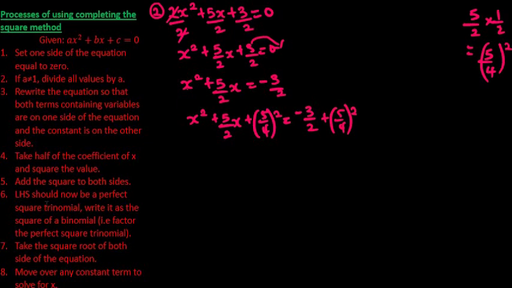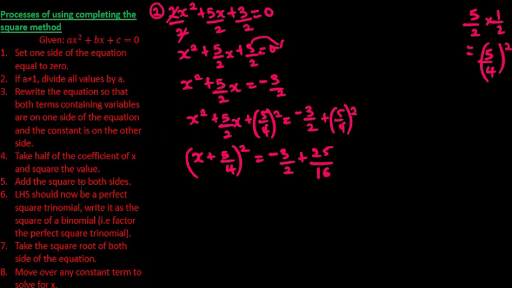Rule number 6 says the left hand side should now be a perfect trinomial. Now this is a perfect trinomial, so we have to express it as a square of a binomial, which is x plus 5 over 4 squared equal to minus 3 over 2 plus the square of 5, which gives us 25, over the square of 4, which gives us 16.